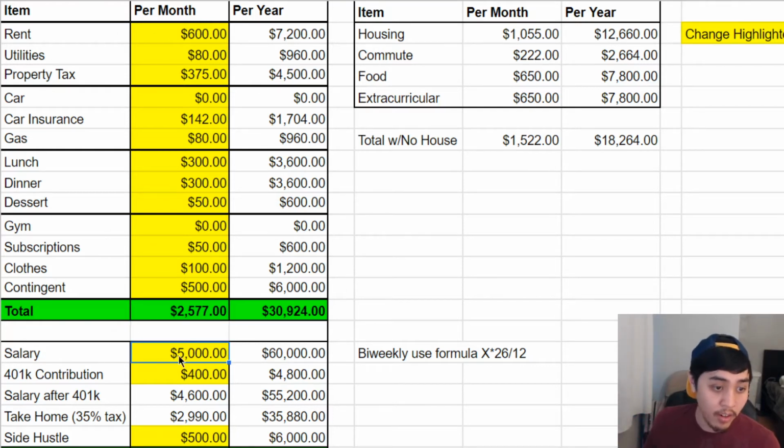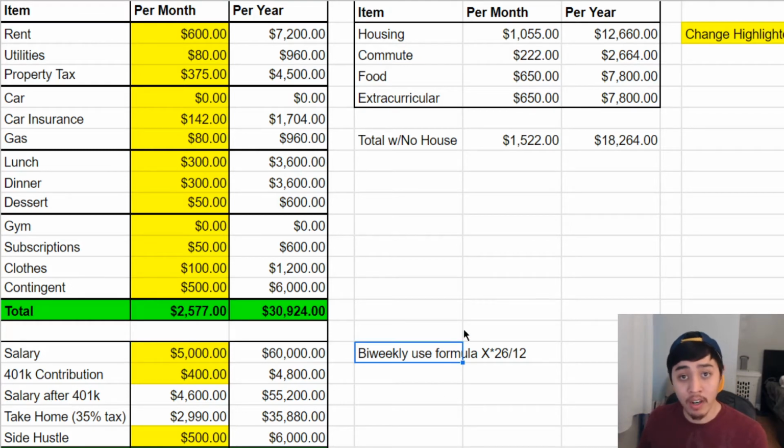So income, salary, depends on if you're paid monthly or bi-weekly. If it's monthly, then you just put your monthly amount in here. But if you're paid bi-weekly, all you have to do is multiply your bi-weekly amount by 26 and divide by 12, and you get the monthly amount. And for the salary, I put $5,000 because this is kind of a starting wage that you get when you graduate college. This is in the mindset of someone just graduating college and trying to save money for a house right away. For a 401k contribution, you should max that out to how much your employer is matching.